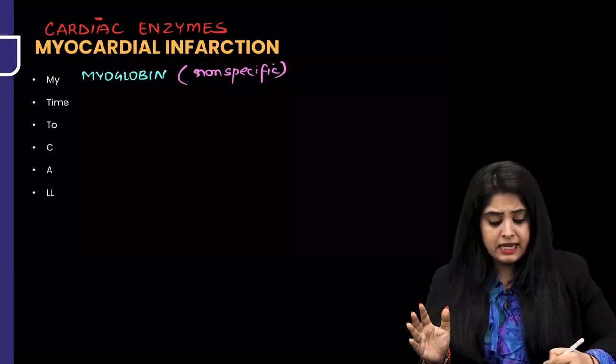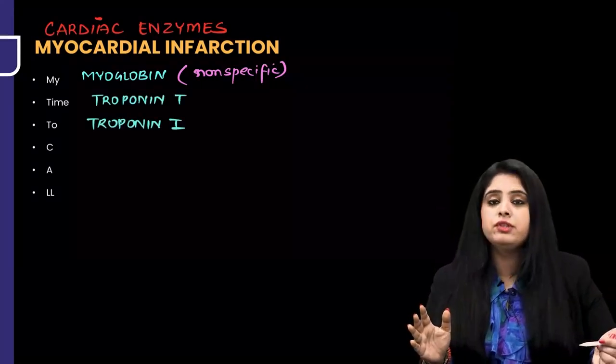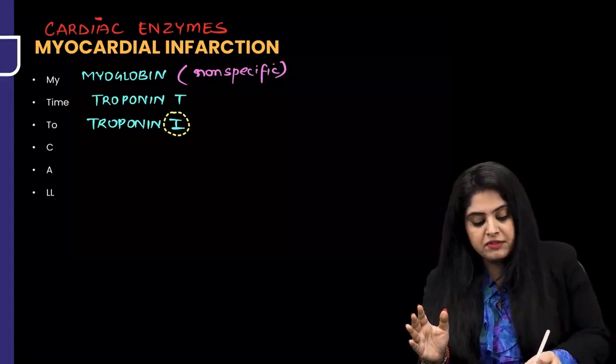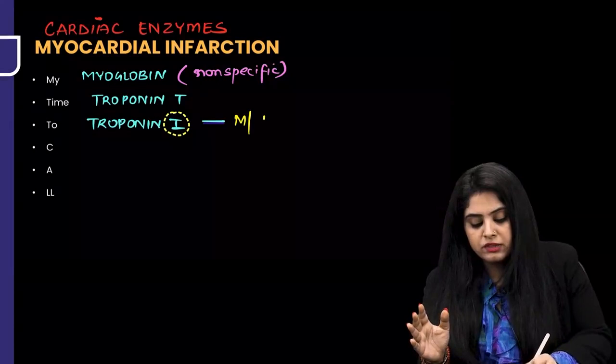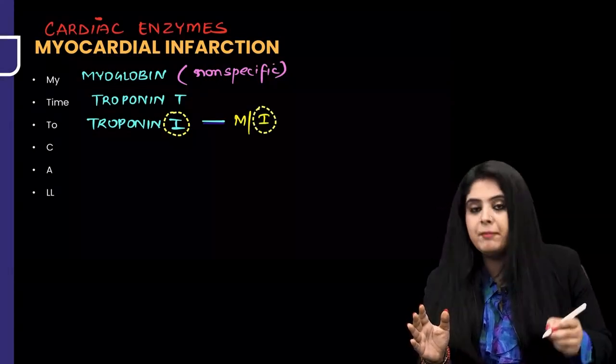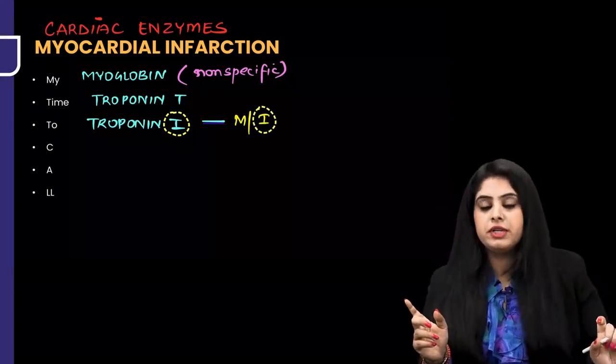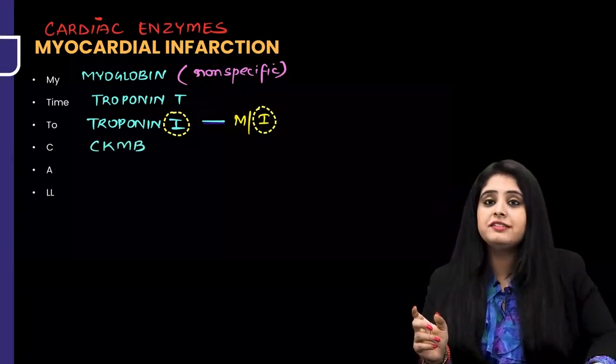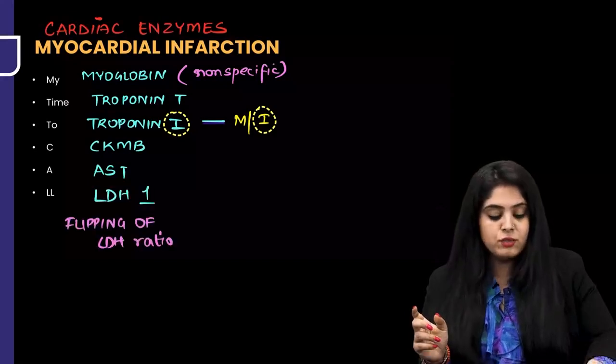So my time 2. Time 2 are the two troponins, troponin T and troponin I, out of which, please remember if they ask you which is the more important one, the more important one is going to be troponin I. So remember I for I, more important, troponin I. My time to call. C is the next one to rise, that is CKMB. The next one is going to be AST and the last one is LDH.